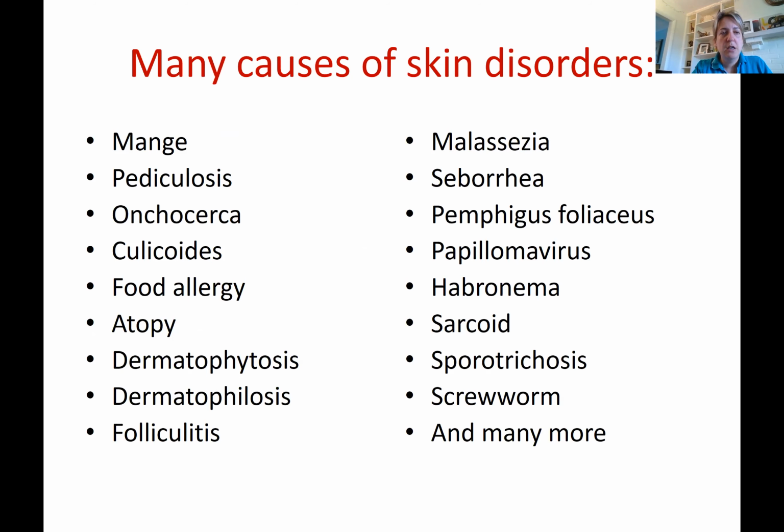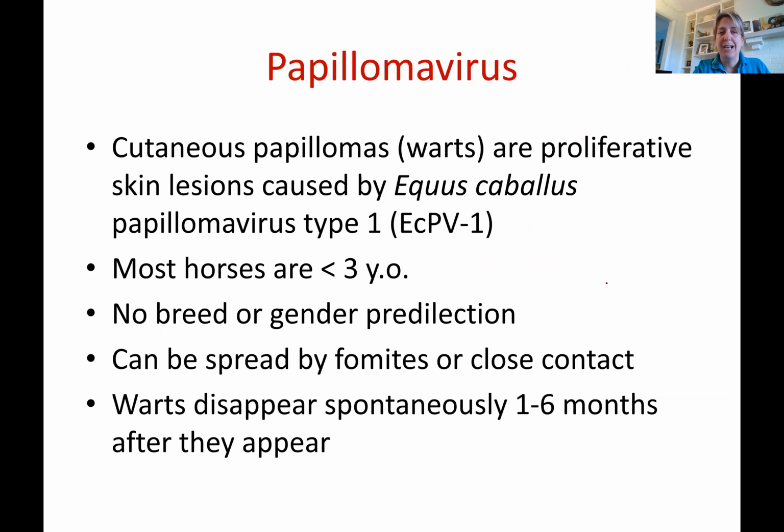Let me see. Mange, okay, so that's a parasite. Malassezia, that's a fungus. Seborrhea is just when the skin is too oily or too dry. There's different types of seborrhea. Pemphigus is an autoimmune disease. Papilloma, that is a virus, papillomavirus. As we all know, it affects different animals. Sarcoid is a type of tumor, etc. So we just have so many different things that can happen to the skin, and different diseases that all may look alike. Okay, so we're going to start out with talking about papillomavirus.